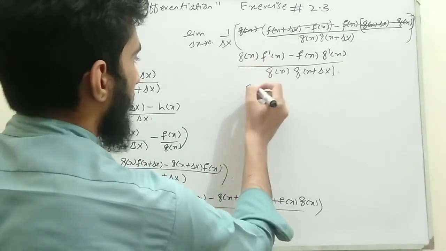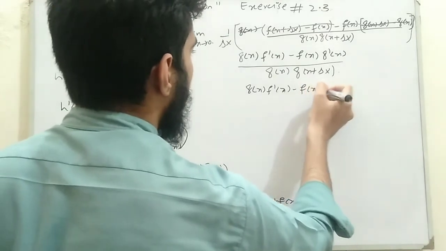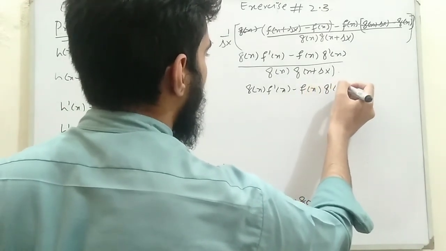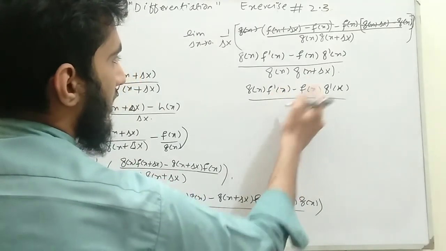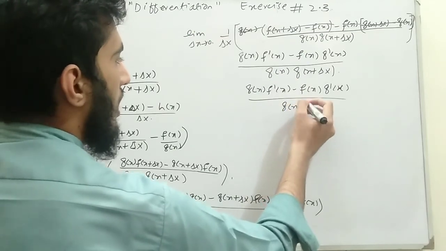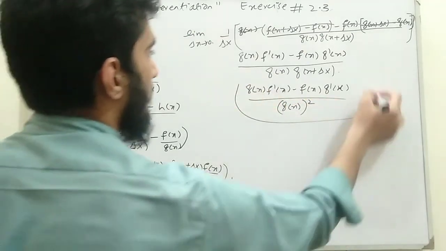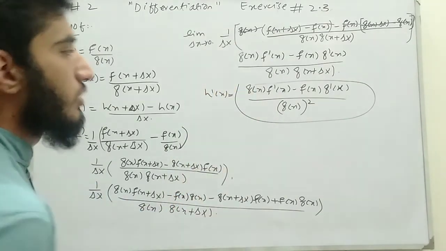So in the numerator we are left with g of x f prime of x minus f of x and g prime of x, and the whole is divided by g of x and g of x, because del x is 0, so it becomes g of x whole square. So this is the required formula for the derivative of a function h prime of x using the quotient rule.